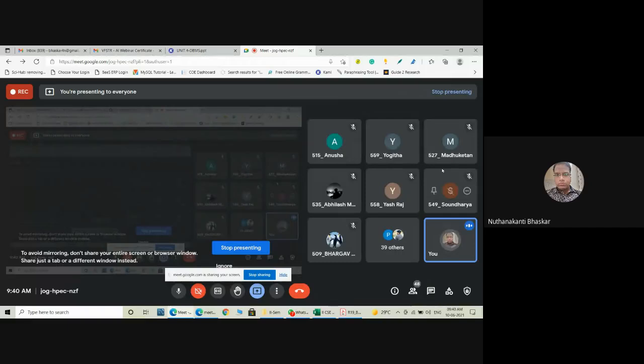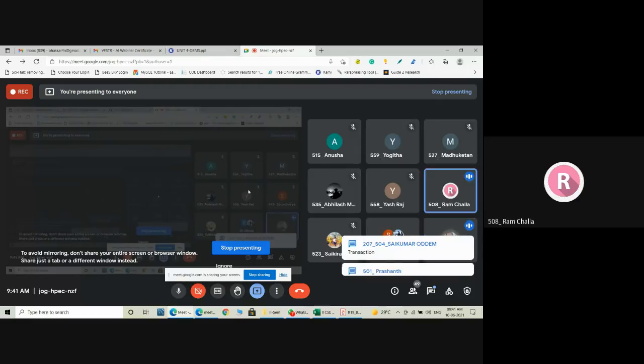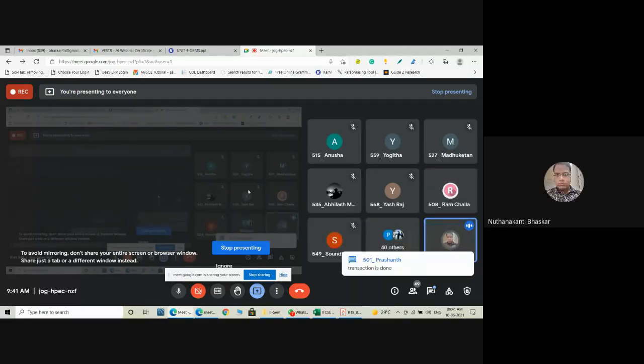Now, after getting money from your ATM, what is it called? And technically, what is it called? After getting your money from ATM, you will receive one receipt, right? That is called a transaction. Sai Kumar, Udyan and Prashant have given it. Transaction is done.